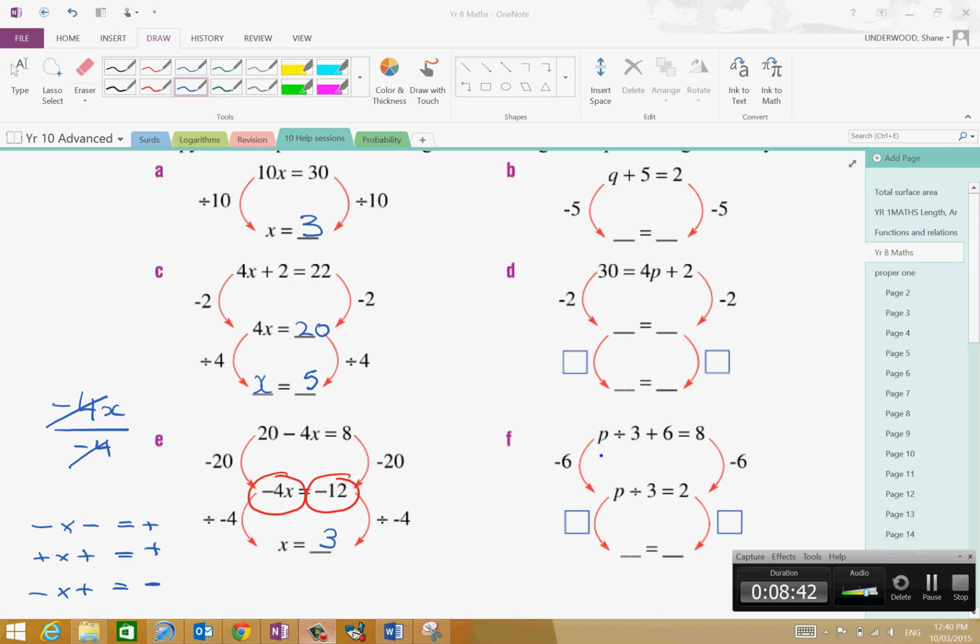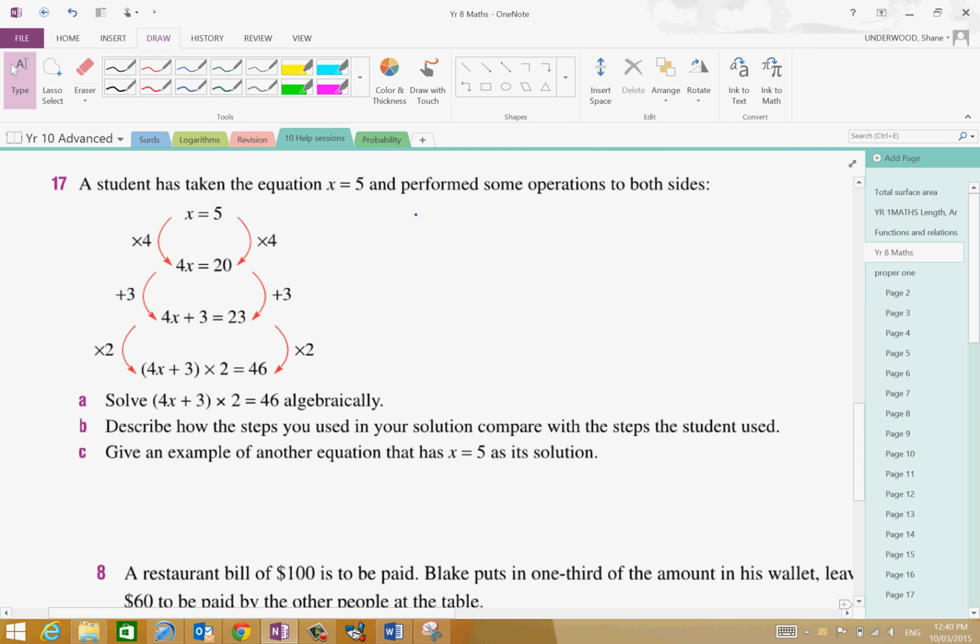Now, I'm going to pause the video again. Ready, set, go. All right. So this student has taken an equation and he's performed some operations to it. He's multiplied it by 4. He's added 3 and he's times it by 2. Now, if you think about it, it says solve 4x plus 3 all times 2 equals 46 algebraically. What's the answer? X equals 5. Thank you. Because what we've done is we've done all of these operations. So, therefore, we've started at x equals 5.